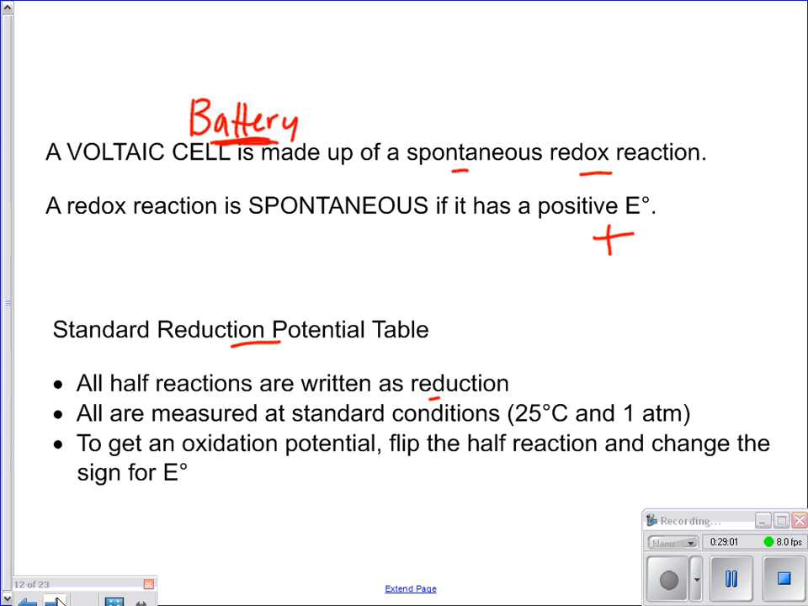And we also know that since these are all written as reduction, if we want to find the oxidation potential, well, you have to flip it to make it oxidation. Well, if you flip it, you also have to change the sign for your voltage.